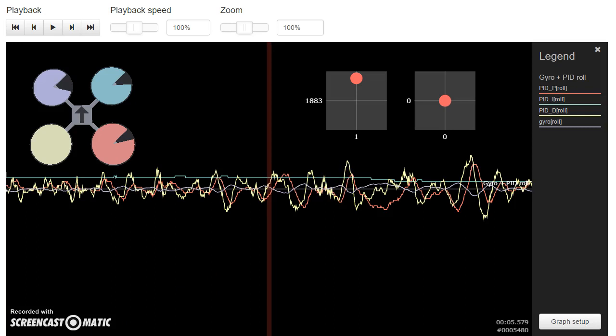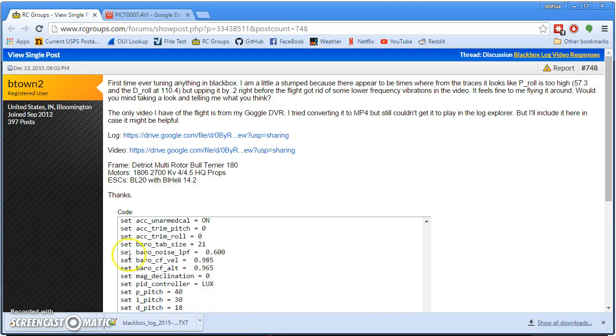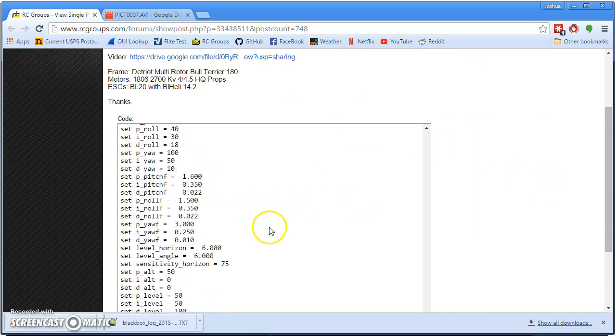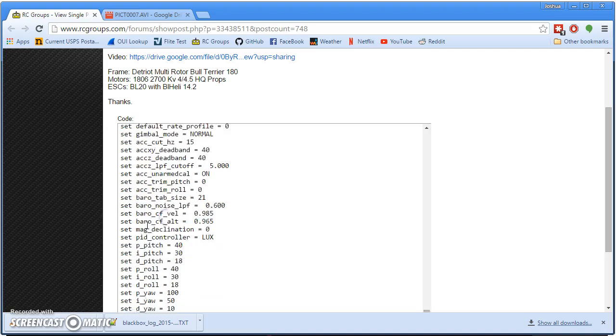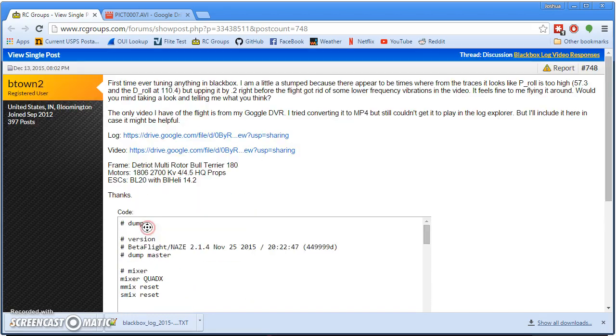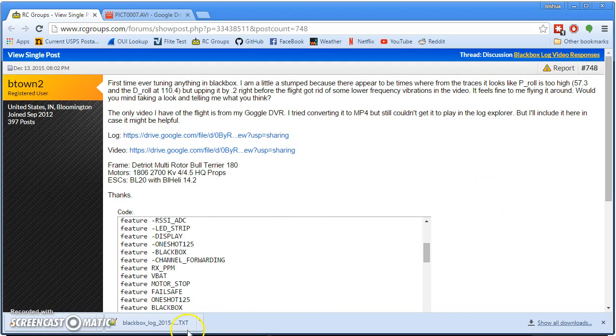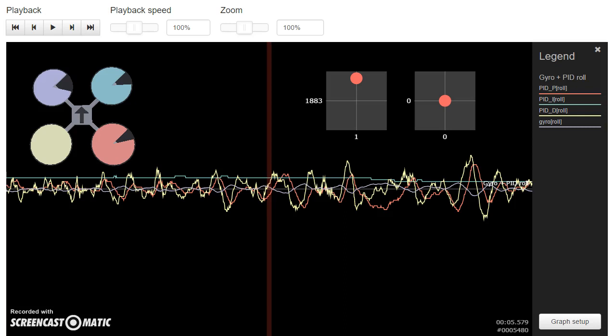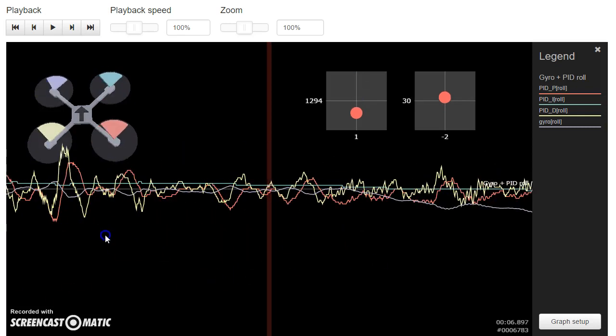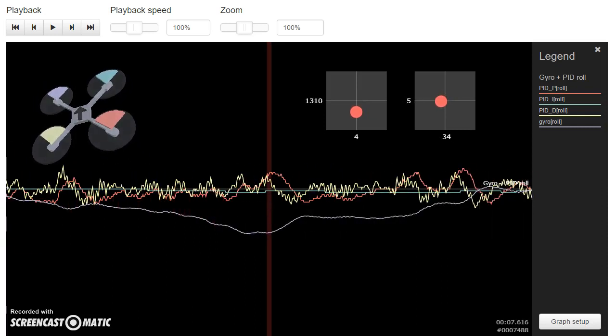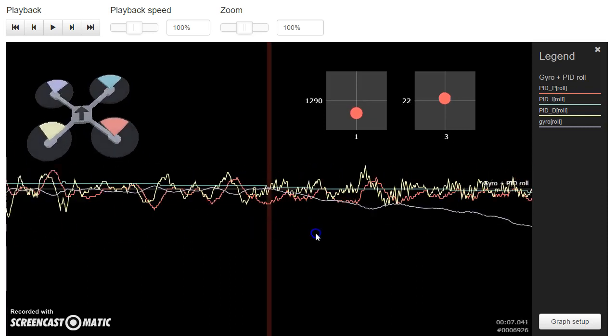I'm guessing it's at 20. I think it's probably at the default. D roll 22. Okay, yeah. So I would take your roll D down some. What Betaflight are you on? 214, November 25th. Yeah. I would take your D roll down a smidge, maybe from 22 to 20 or 19. It looks maybe a little active. I don't know about these low frequency oscillations you're talking about.